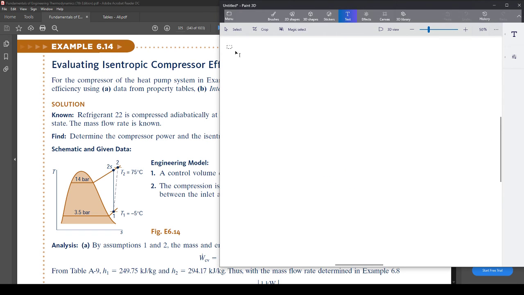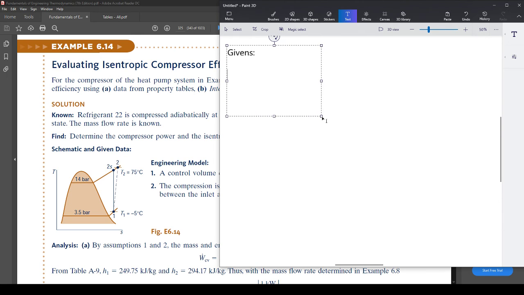If you read the question, which we'd have to go back to, I don't really want to go back too much, but these are the givens. You would just read the question normally, just like before. If you look at the TS diagram here, we are at a pressure of 3.5 bar and a temperature of -5 degrees C. So P1 is 3.5 bar. T1 is equal to -5.